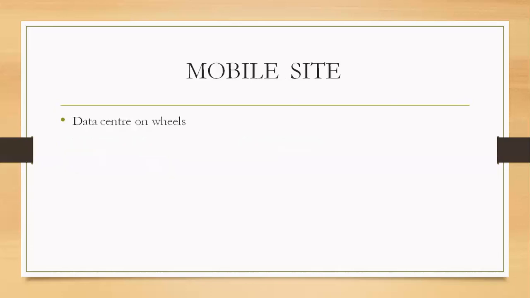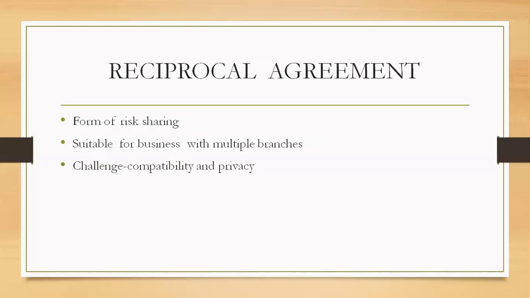Then we have a mobile site. This is what I call a data center on wheels. So you have a car, you have a jeep, a vehicle with all the critical computers needed in that vehicle. So if there is a problem with the primary site, they can activate the data center on wheels. Then we have a reciprocal agreement.